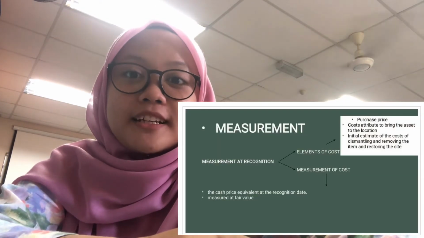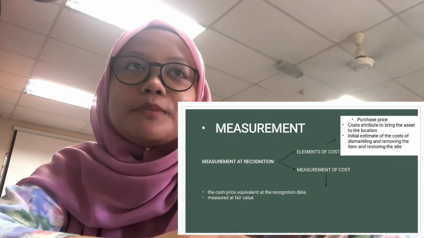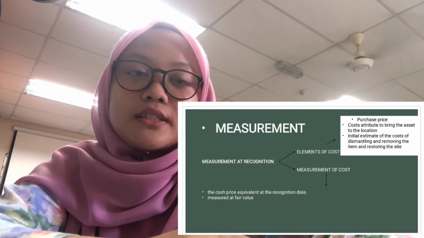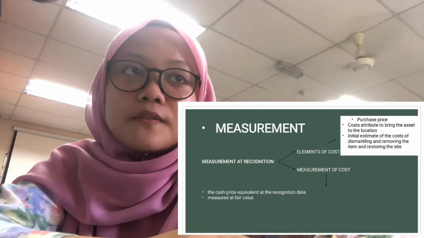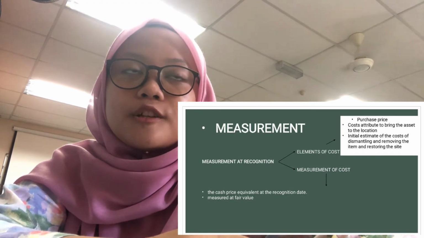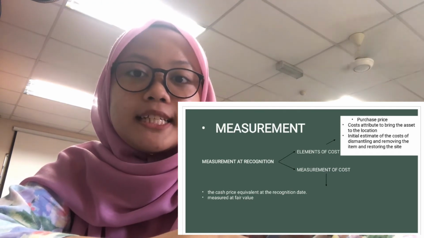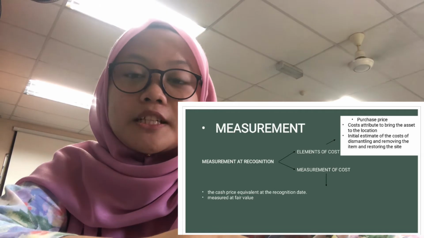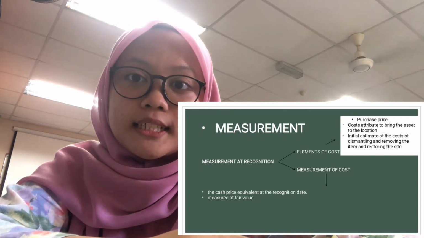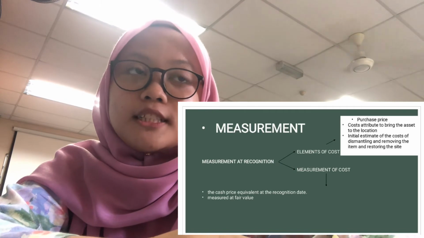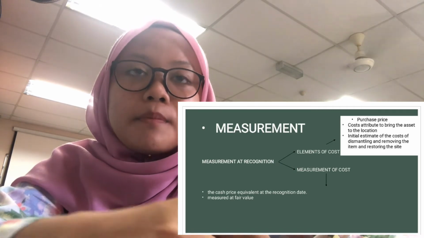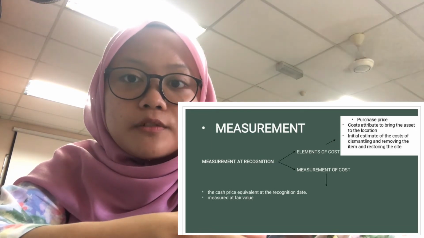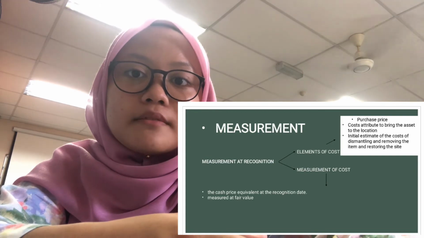Okay, for the recognition and measurement, it shall be measured at its cost. It has two methods of measurement, which are element of cost and measurement of cost. For element of cost, the cost of an item of PPE comprises its purchase price, including import duties and non-refundable purchase tax. Second, any cost directly attributable to bringing the asset to the location and condition necessary for it to be capable of operating. And last one, the initial estimate of the cost of dismantling and removing the item and restoring the site.